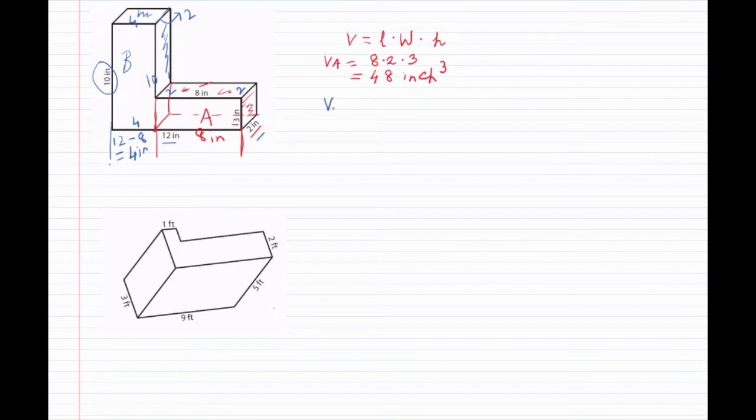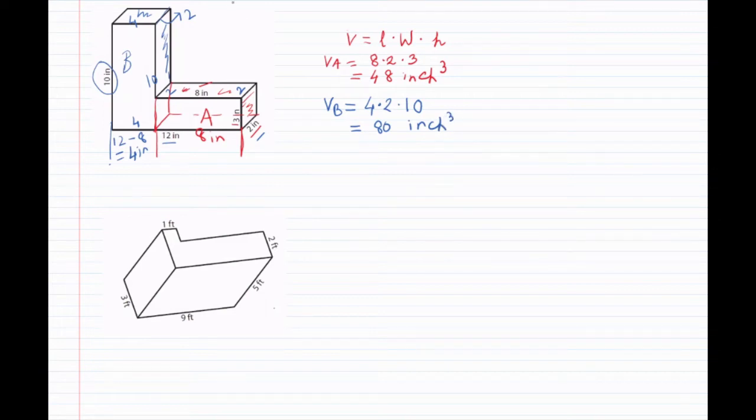And now we are going to calculate the volume of prism B. For prism B, this is the length, that is 4, times this is the width of the prism, 2, times this is the height of the prism, 10. Gives me a value 4 times 2, 8 times 10, 80. And the unit is same as above, inch cube.